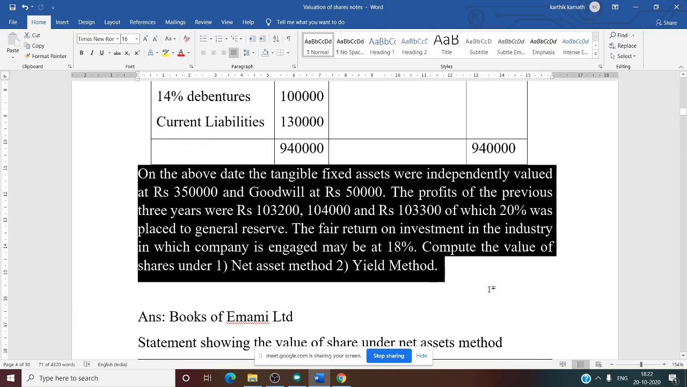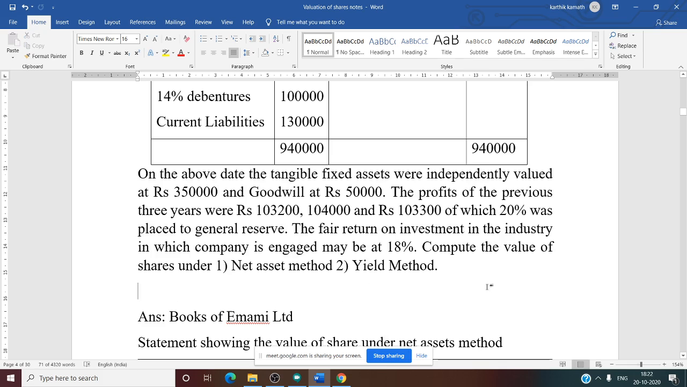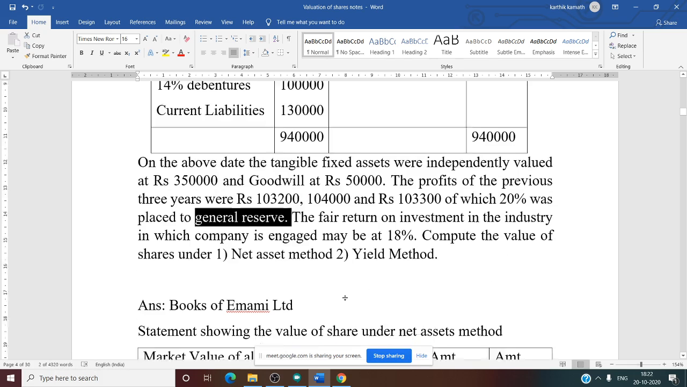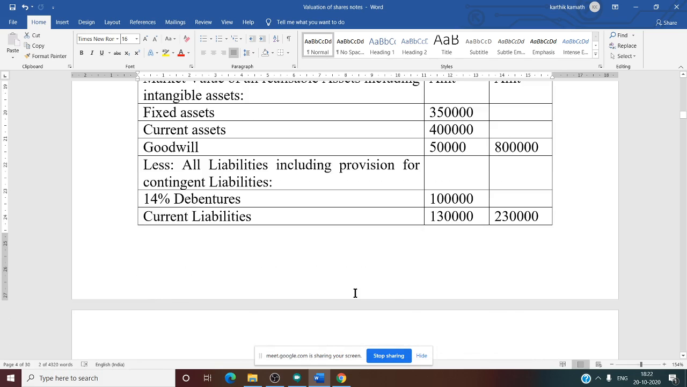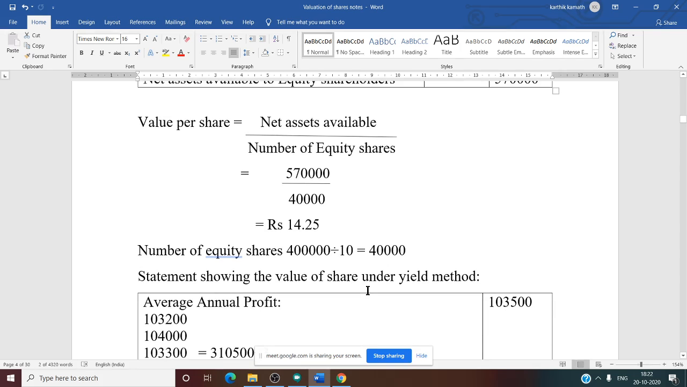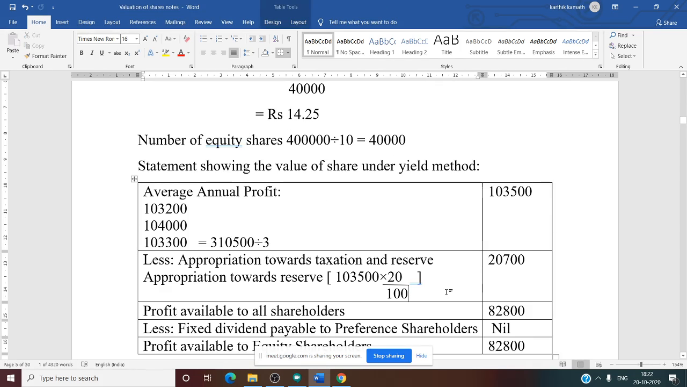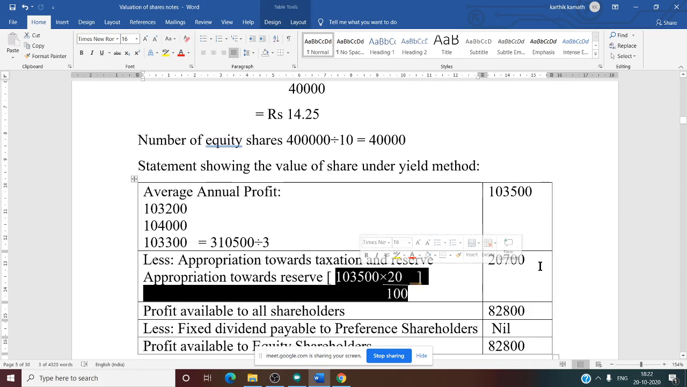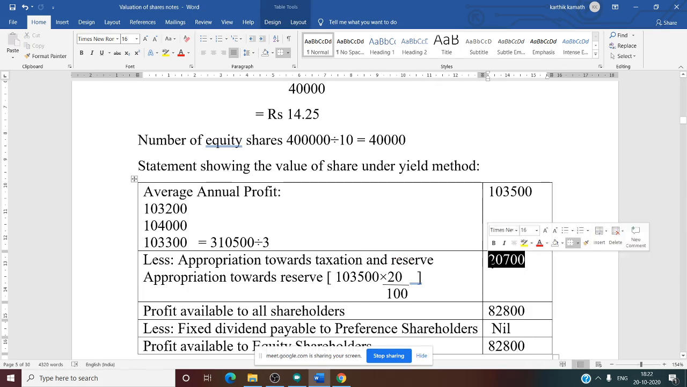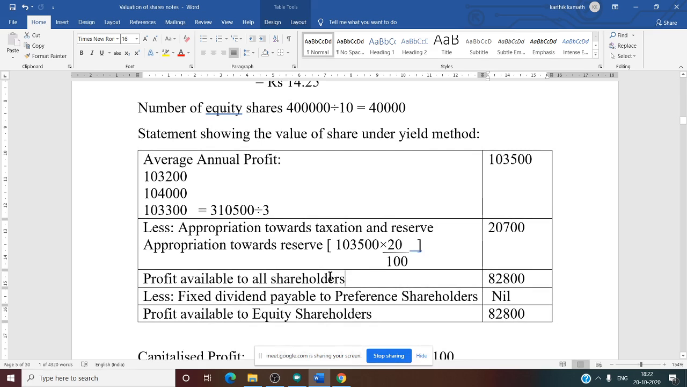But the reserve rate is given. See this, what is the reserve rate? 20% was placed to reserve from the average profit. So from the average profit, take 20%. 1,03,500 is the average profit. On that, take 20%, and you will get the reserve amount. What is the reserve amount? 20,700. So deduct it from 1,03,500.